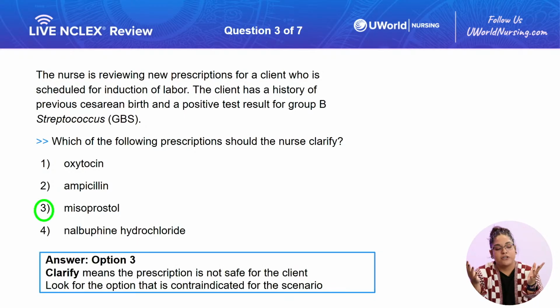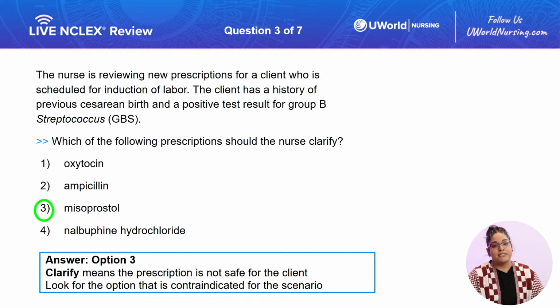Before we start, I'll tell you guys what VBAC means. It's vaginal birth after C-section. The client is wanting to have a vaginal birth after previously having a C-section. So option 1, previous C-section clients will still receive oxytocin or Pitocin. This is used to augment labor. It's not contraindicated with clients that have had a previous C-section.